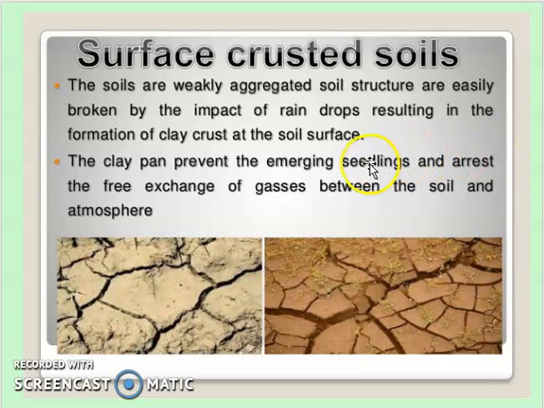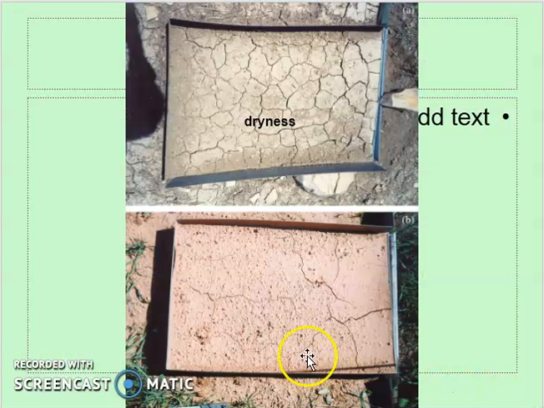When you irrigate the calcareous soil and let it reach dryness, you will observe a crust of calcium carbonate like this photo. A hard crust on the surface of the calcareous soil. So this crust is a very important problem of calcareous soil.